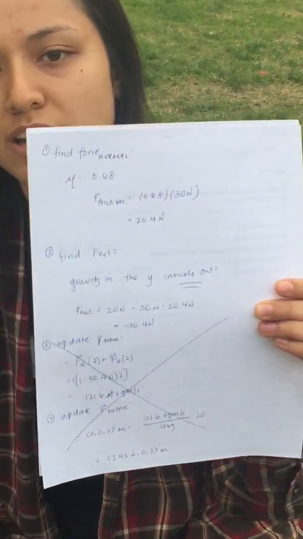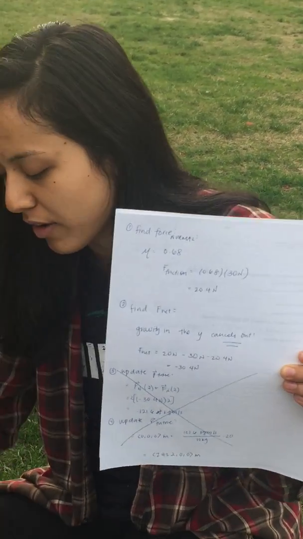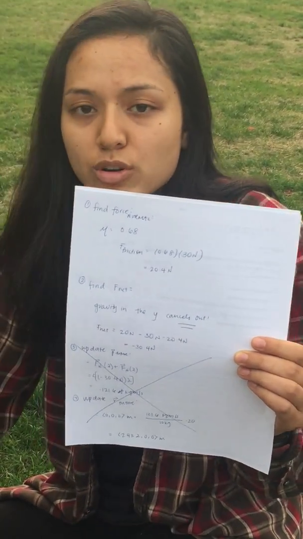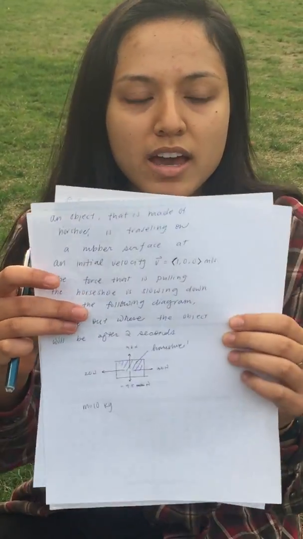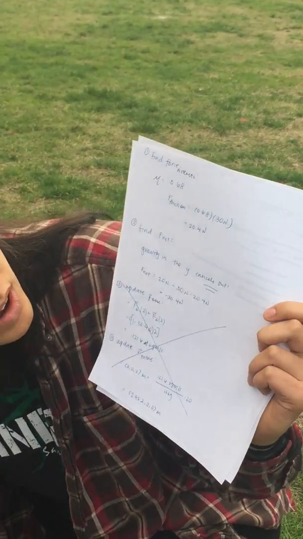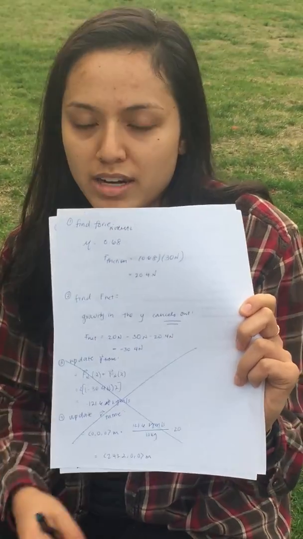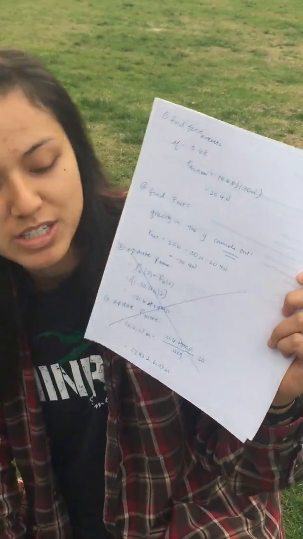Next, I'm going to update the force, the net force. And so what I do there is, again, I go back to the diagram and I calculate all the forces, and I find that the y forces cancel out and the x forces actually give us negative 30.4 newtons, which is telling us that the force is going in the negative x direction.